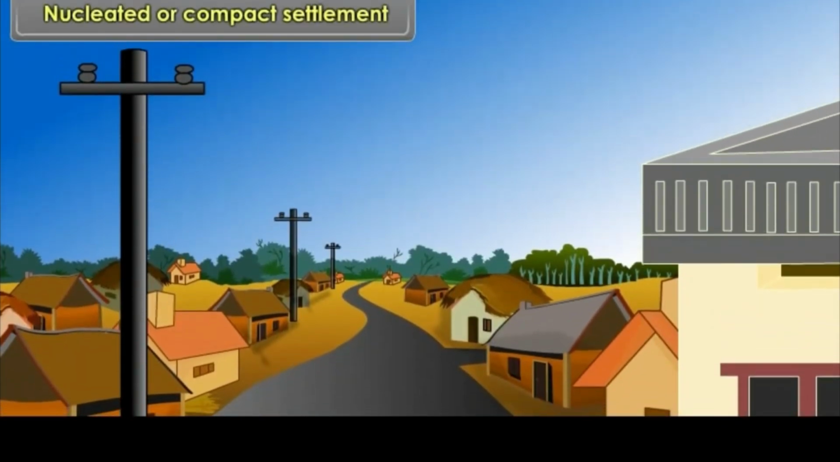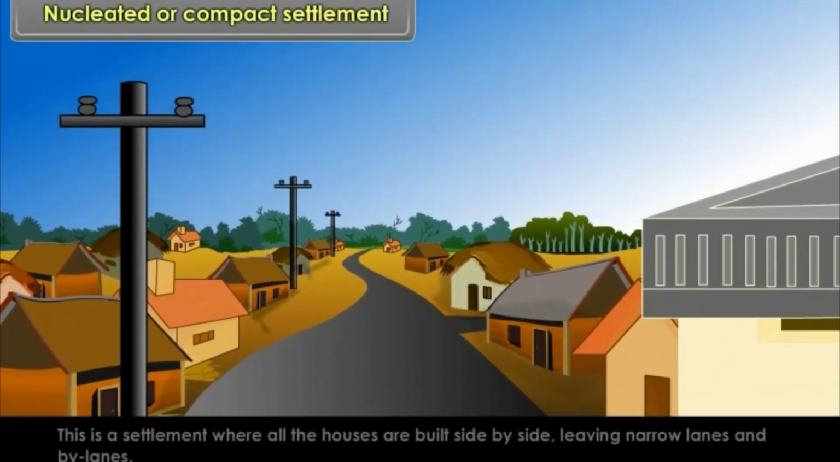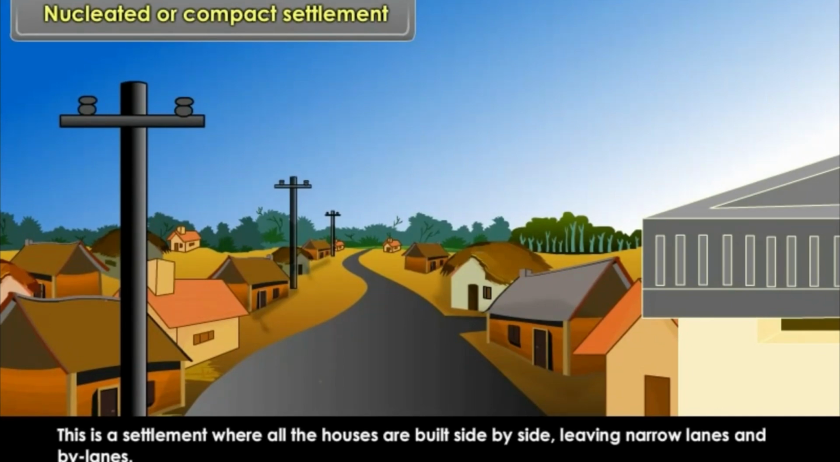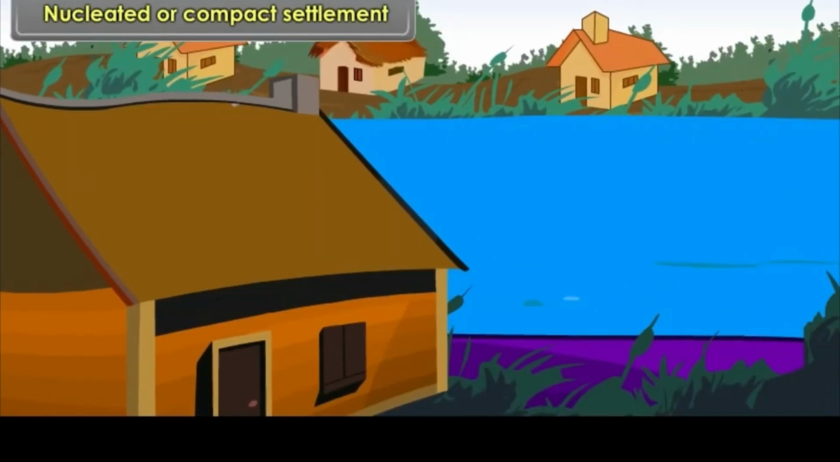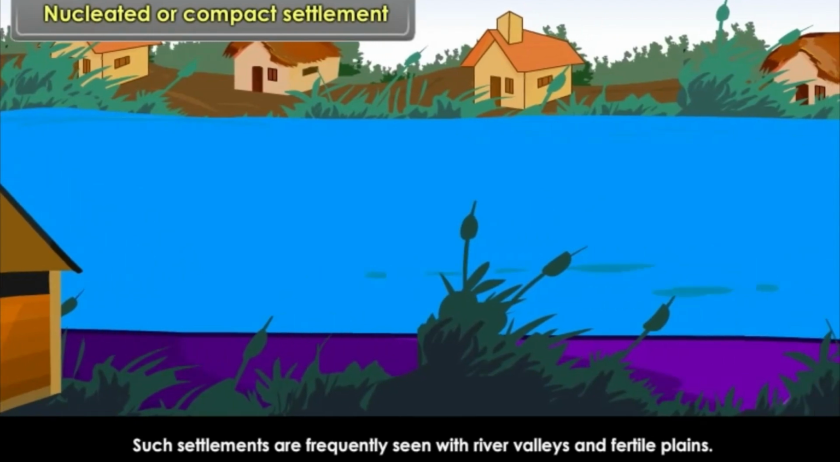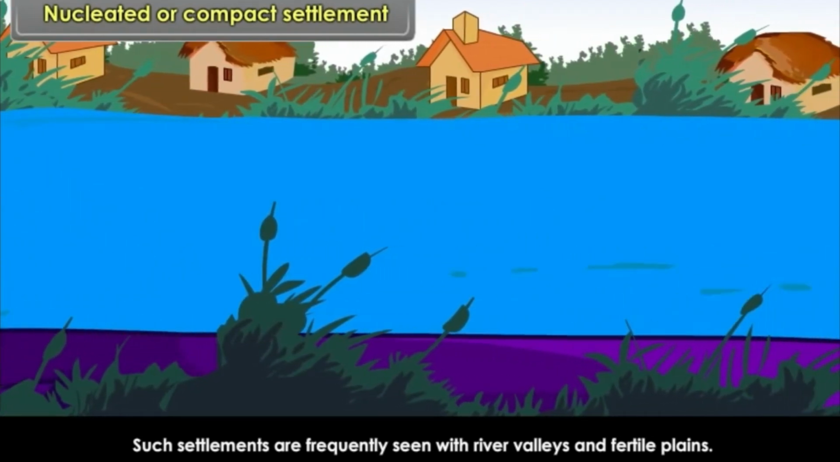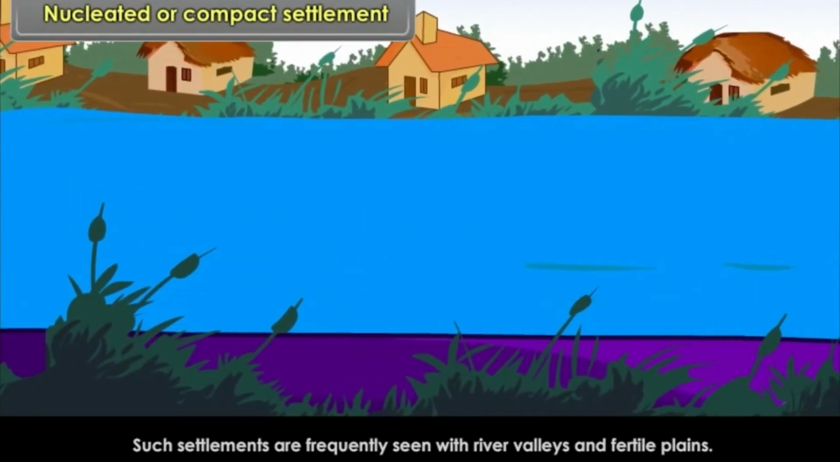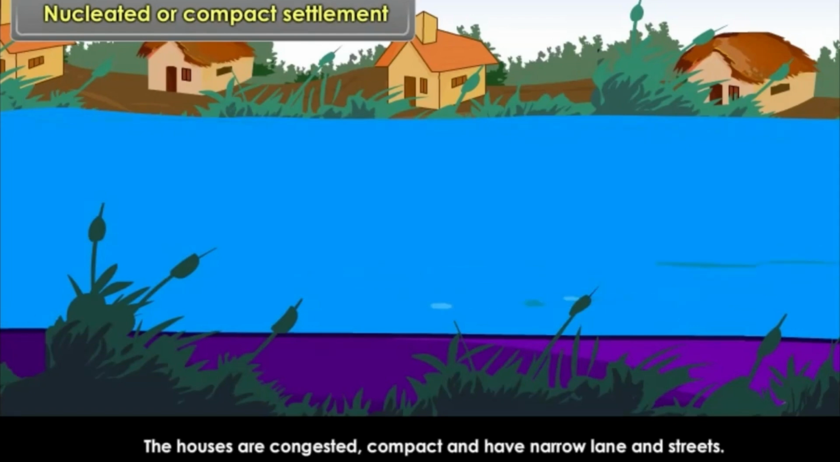Nucleated or compact settlement. This is a settlement where all the houses are built side by side, leaving narrow lanes and bylanes. Such settlements are frequently seen with river valleys and fertile plains. The houses are congested, compact and have narrow lanes and streets.